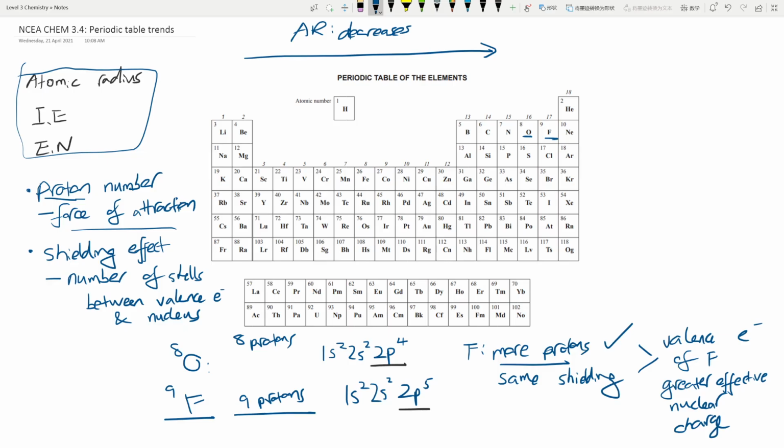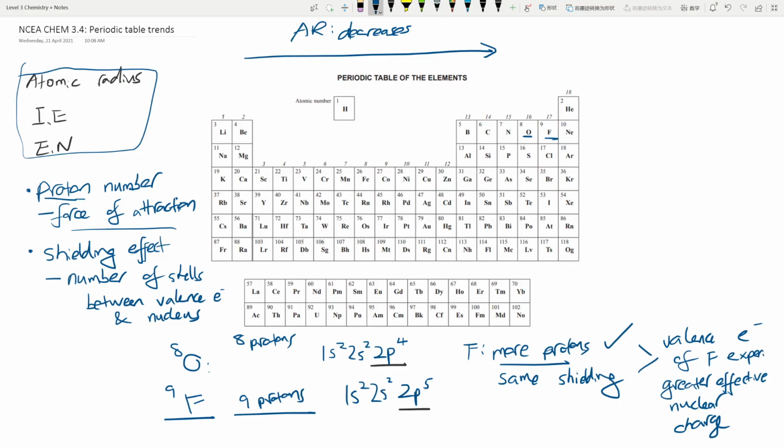Think of effective nuclear charge. It's kind of like, yes, there's so much force of attraction coming from the nucleus, but only a certain amount actually reaches the valence electrons. So those are actually effective in terms of holding on to the valence electrons. So the valence electrons of fluorine experience a greater effective nuclear charge.